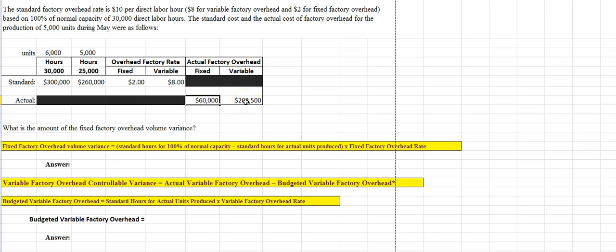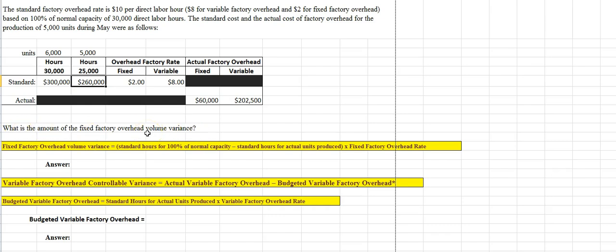Okay, so now they're giving us over here that the actual of fixed was 60,000 and the actual of variable was 202,500. Like I said, if I decompose this, my variable would have been 200,000 and my fixed is 60,000. So I already see that there's a negative variance as far as the variable overhead goes. What is the amount of fixed factory overhead volume variance?